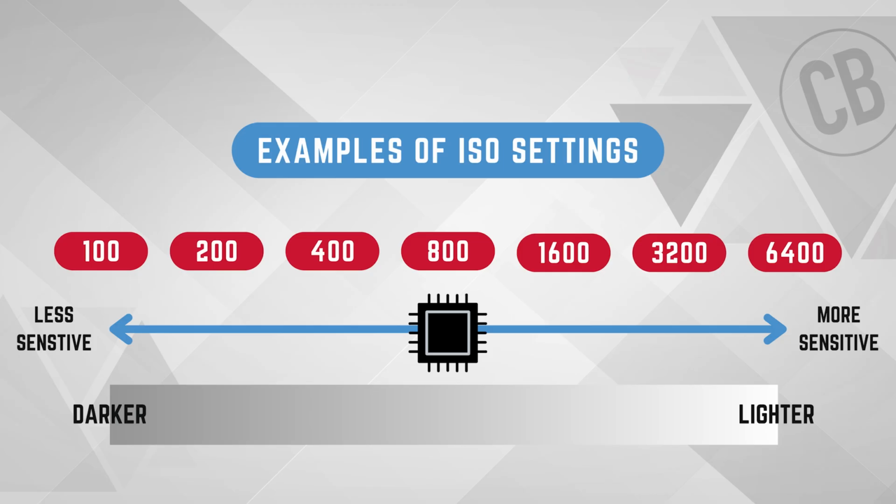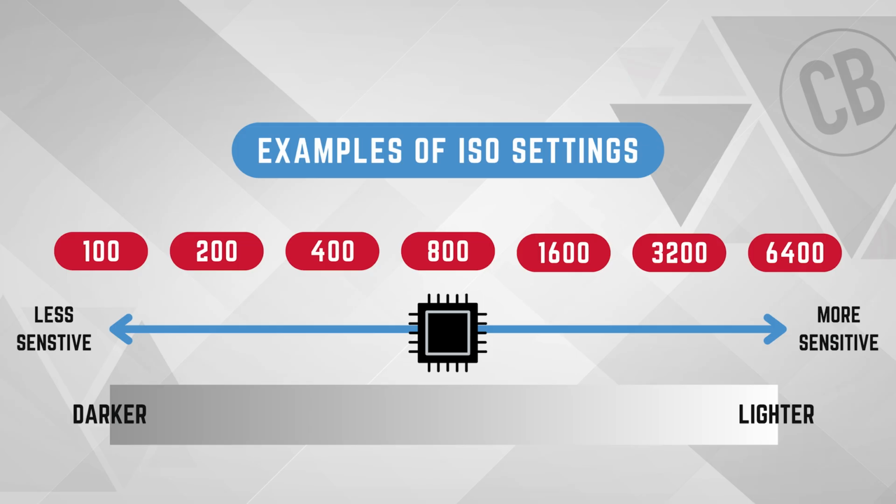When we increase the ISO number, we're making the camera more sensitive to light, and it'll be brighter. A lower ISO number will be less sensitive and darker. ISO is measured in numbers, and each time that number doubles, the sensitivity to light doubles as well.